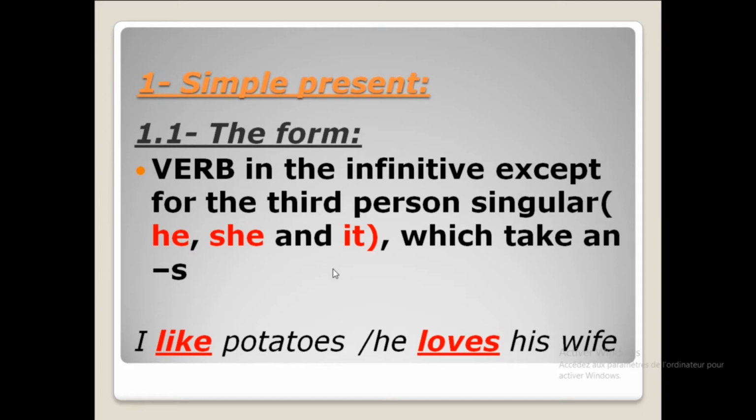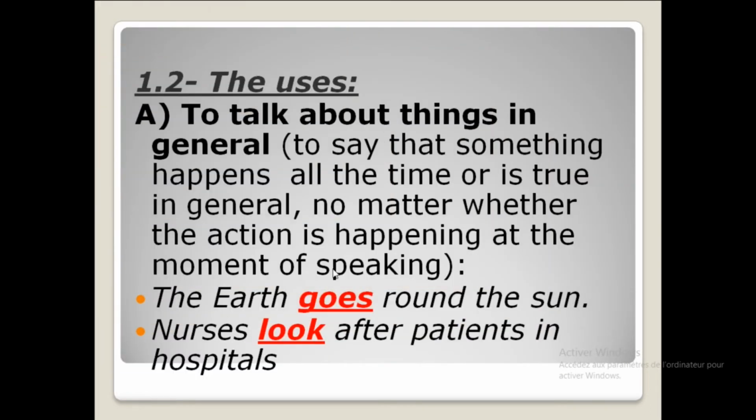How do we form simple present? Verb in the infinitive except for the third person singular, he, she, and it, which takes an S. Example, I like potatoes. He loves his wife. So here we add an S to the verb love because we have he. Okay? So when do we use it?